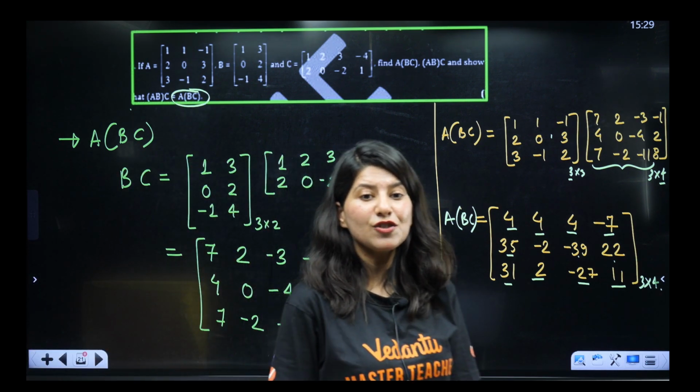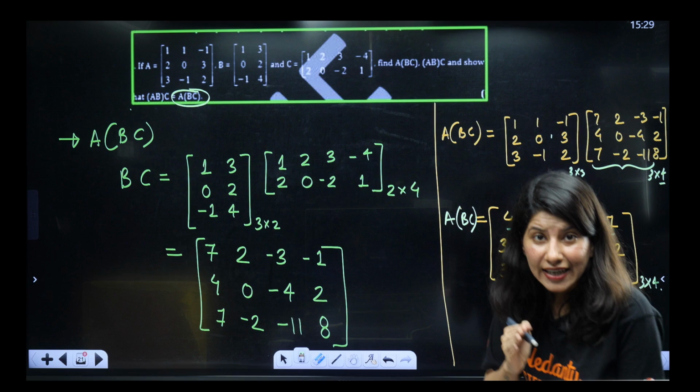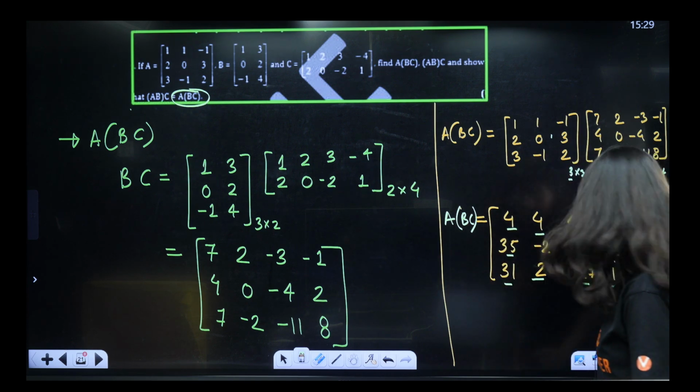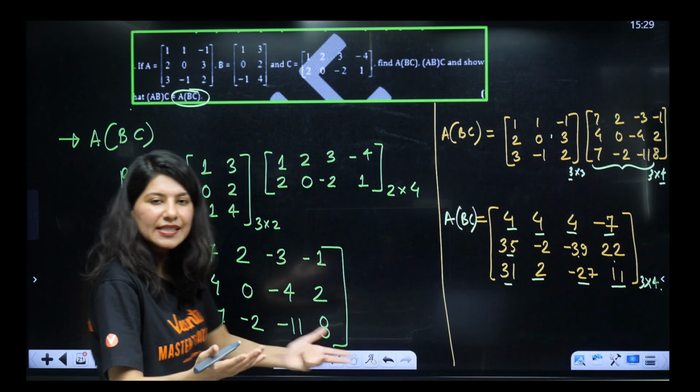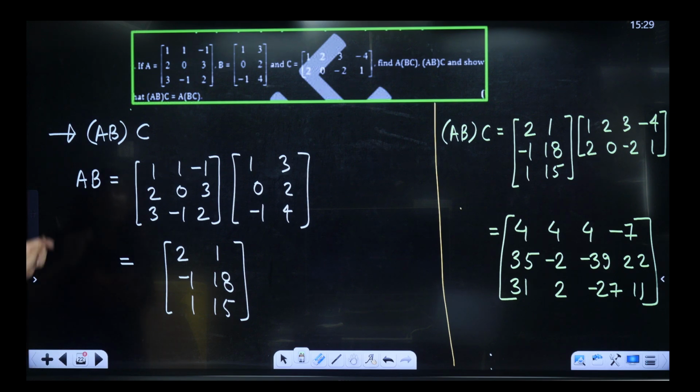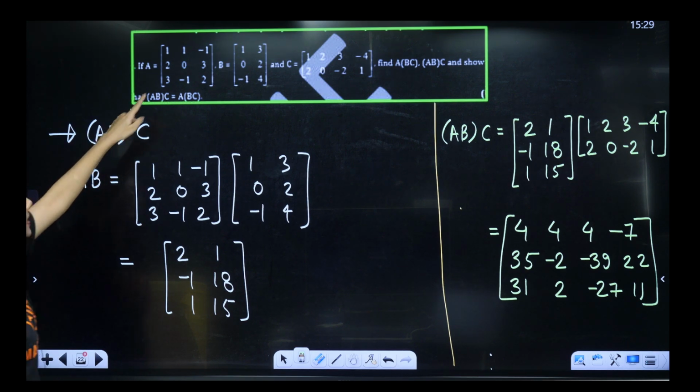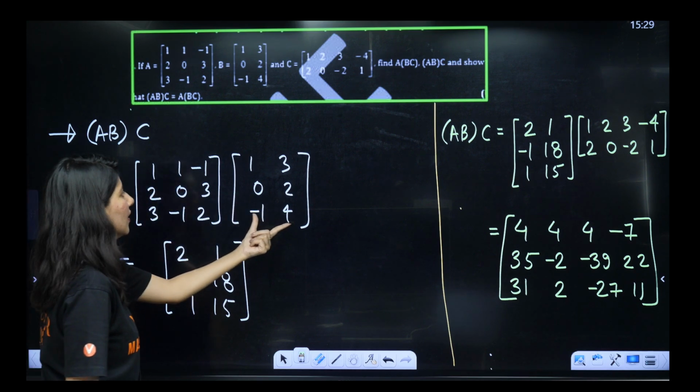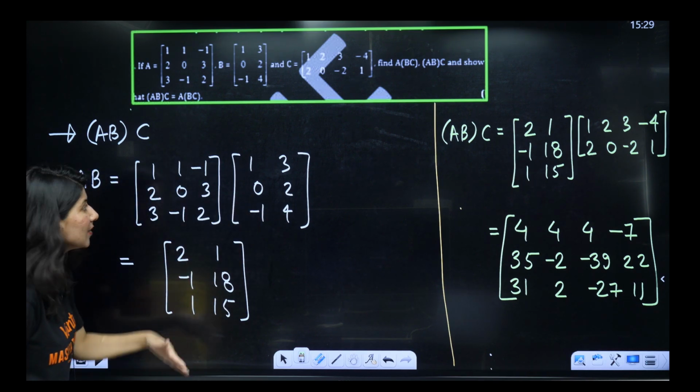Now in similar fashion, you have to calculate AB first and post multiply it with C. I will show you. This is the last step. The same thing. AB post multiply with C. So for that you need to calculate AB first. This is A, this is B. AB. Calculate the matrix multiplication.